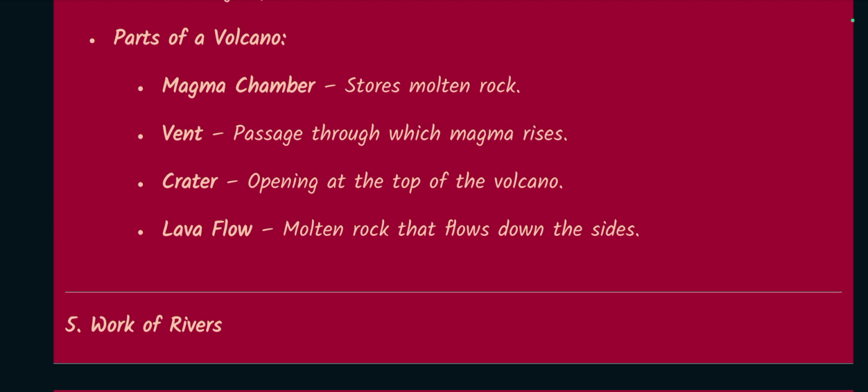Parts of a volcano. Magma chamber, which stores molten rock. Vent, through which magma rises. Crater, the opening at the top of the volcano. Lava flow, molten rock that flows down the sides.